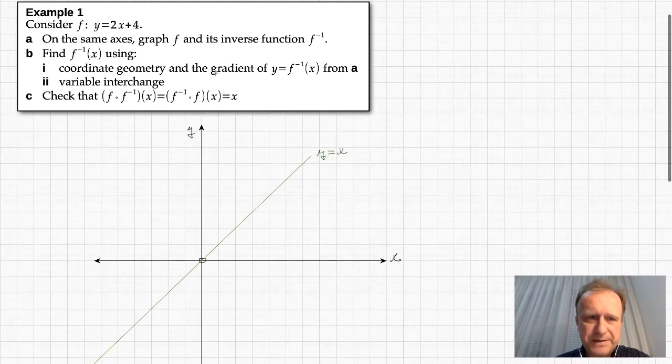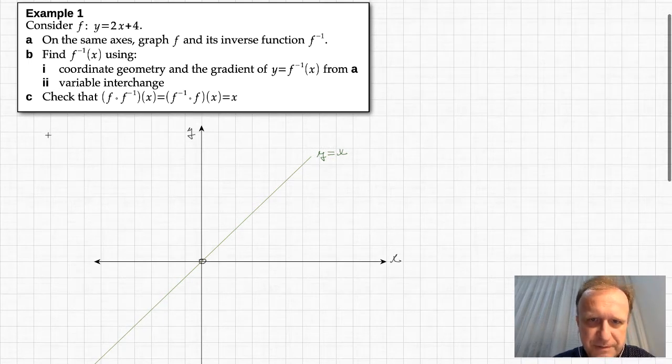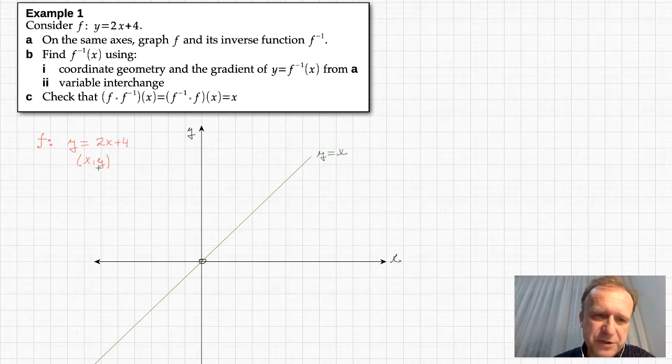Okay, so to do that, let me copy the function. I will use a red color to work with the function f. So f is the function y equals 2x plus 4. Any point with coordinates x and y should be a point lying on the graph of the function. And since we know that it's a linear function, it should be a straight line. The straight line can be determined by just 2 points.